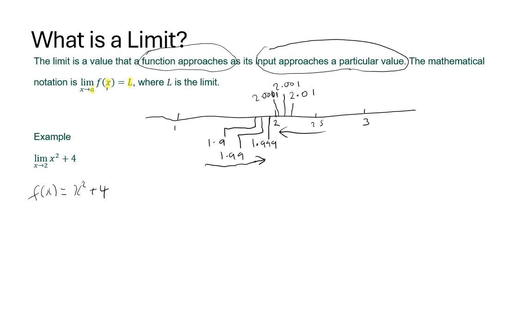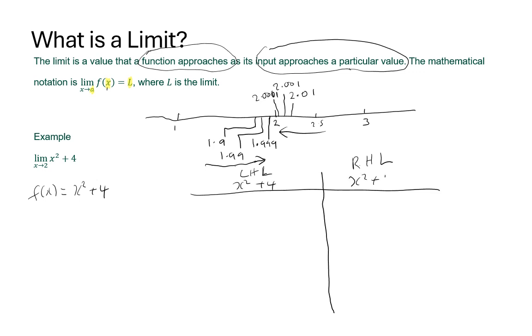So let me write a table. Let me call this the left hand limit, LHL, and this the right hand limit, RHL. We know our function is x squared plus 4, the same function on both sides. Let's start with the left hand side, with 1.9, and then we'll be approaching 2.